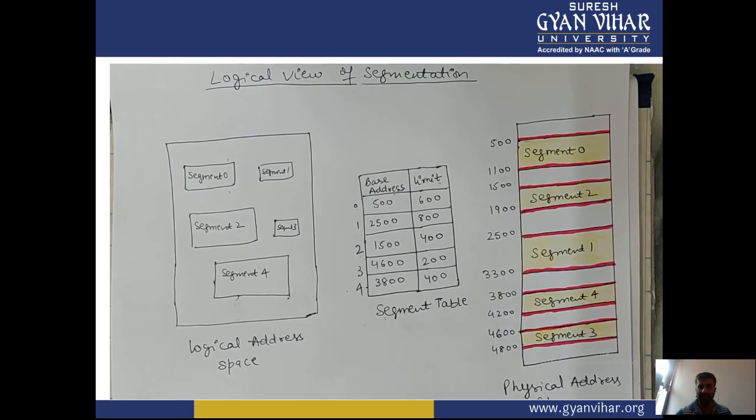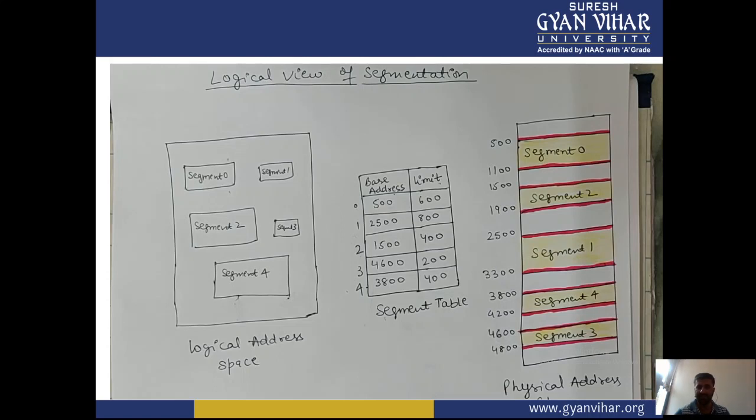Now you see the base address and the limit. Segment 0 has base 500 and limit 600, right? Segment 1 has base address 2500 and limit 800, right? Segment 2 has base address 1500 and limit 400. Segment 3 has base 4600 and limit 200, and the base address of segment 4 is 3800, right?